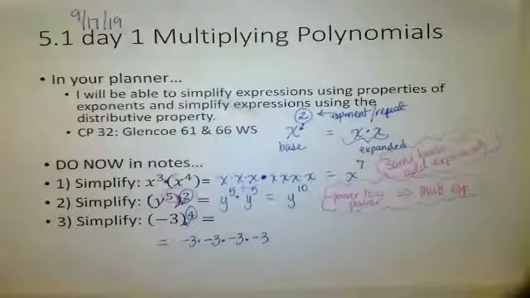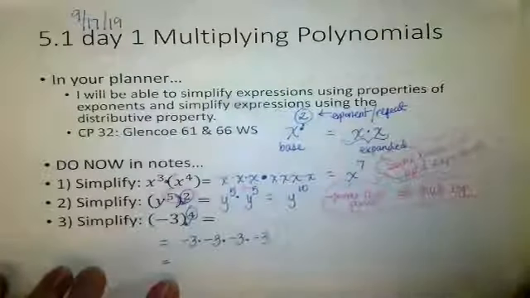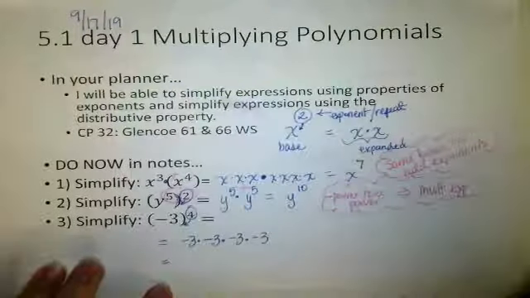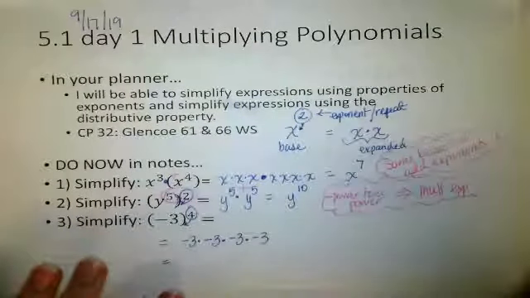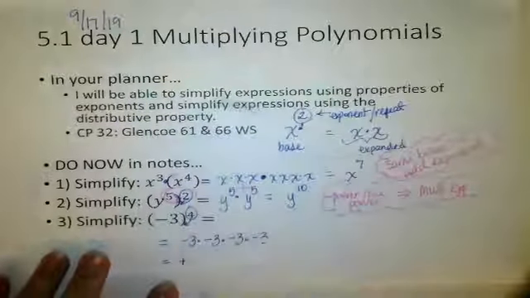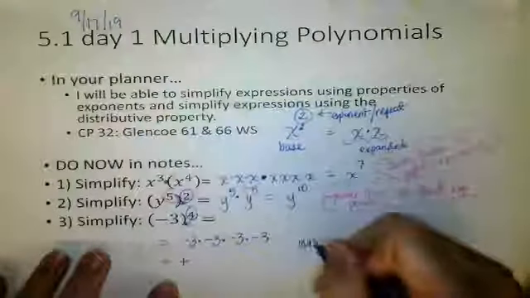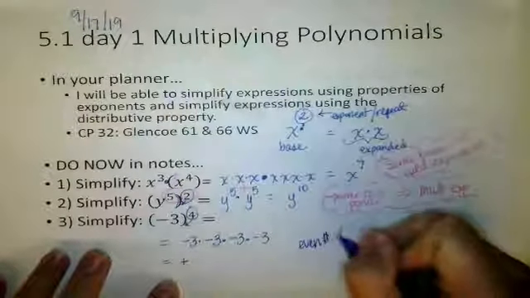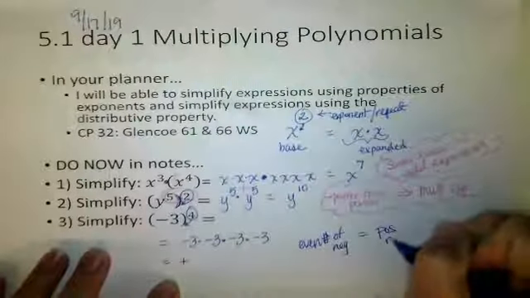So I would expand that. I would write the entire base out 4 times. And that would give me what? 81. Positive or negative result? Positive. Why? How do I know that it's a positive result? Even number of negatives gives us a positive result.